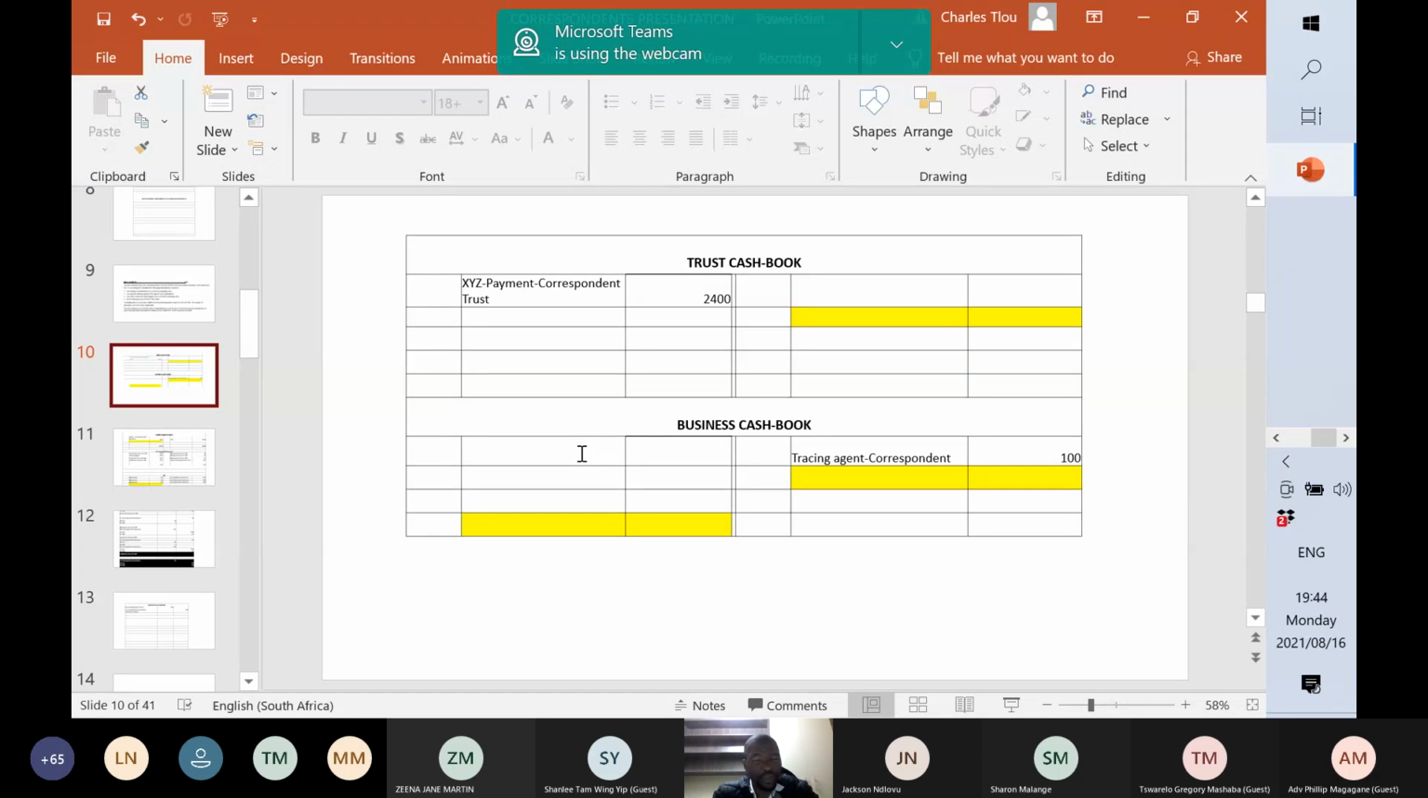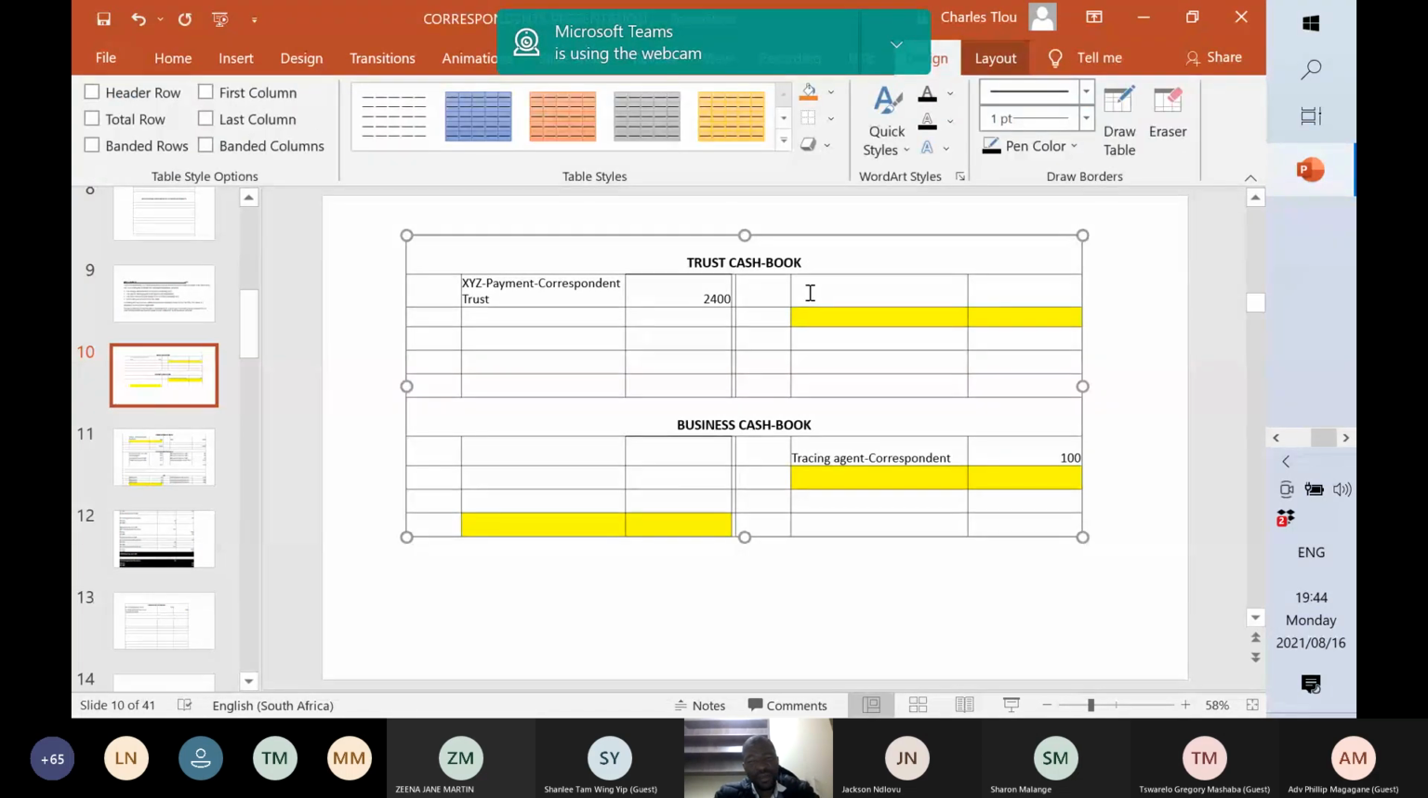When you go to 7.2, you see there, I indicated the same amount as in 7.1. In this case, the amount in 7.1 is 514. With the same amount in 7.1, you credit your trust cash book. In other words, you are transferring money from here, in other words, correspondent.